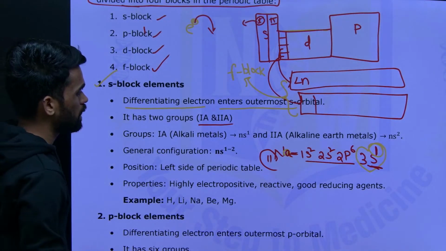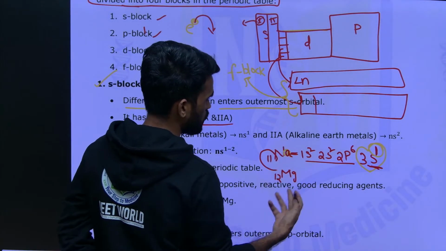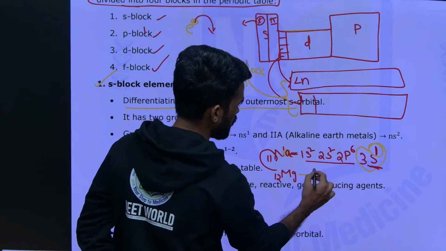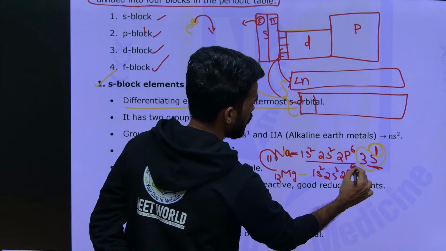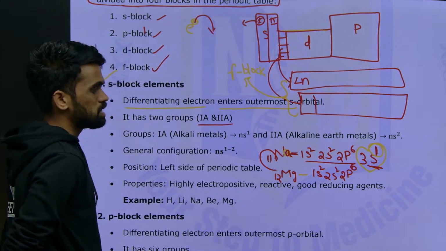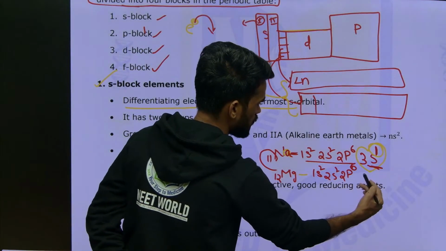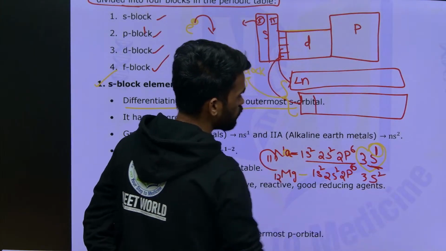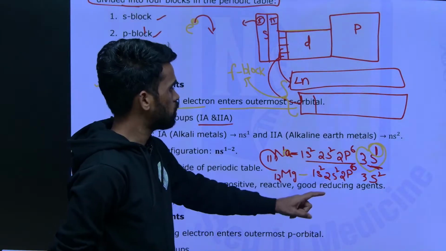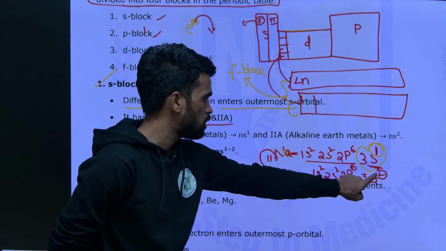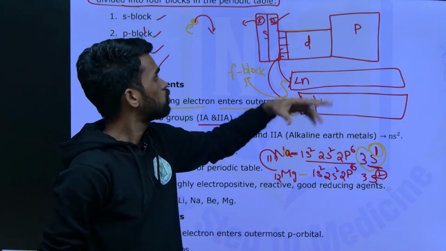Now if you take magnesium, Mg, atomic number 12, up to here 10 electrons as it is, 1s2, 2s2, 2p6. Just count 6 plus 2 plus 2, 10. After that the remaining 2 electrons give 3s2. All 12 electrons are written. So the last 2 electrons are entering the s orbital. How many electrons are there in this s orbital? 2. So it belongs to 2A group.